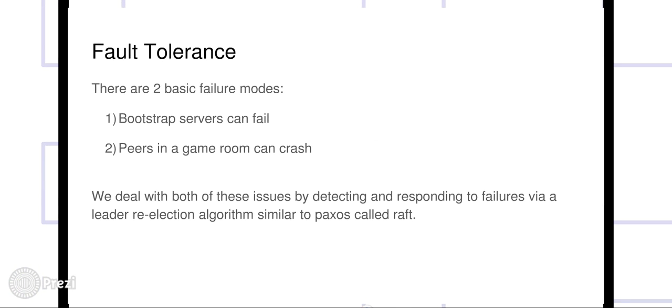Moving on to dealing with fault tolerance in our project, there are two basic failure modes that we can have in our game. The first one is any one of the Bootstrap servers failing. The second one is any peer in a game room can crash at any time. We deal with both of these issues by first detecting the failure and then responding to it via a leader re-election algorithm called Raft, whose mechanism is similar to Paxos.